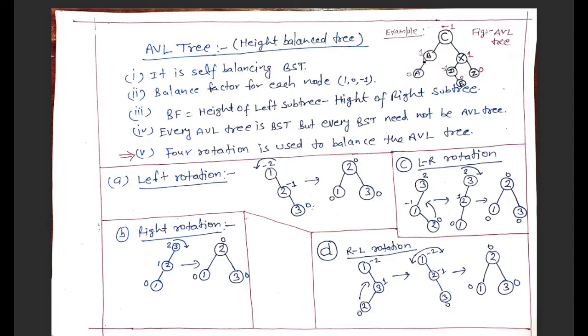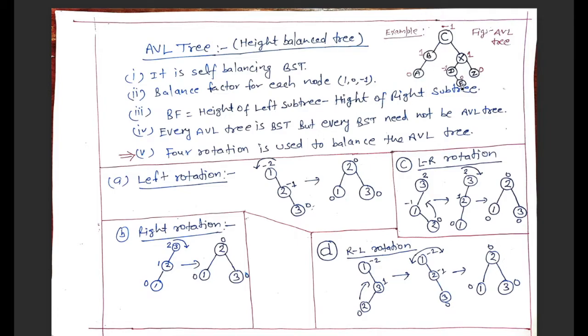Again by using this formula, balance factor equals height of the left subtree minus height of the right subtree. For the B, how do you find the height? Whatever the total number of edges, that will be counted as the height. From B to A there is one edge, so height of the left subtree is 1, and for the right subtree there is no edge, so that will be 0. So 1 minus 0 is 1.